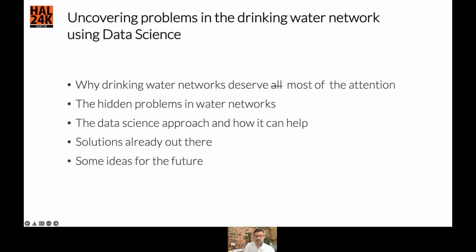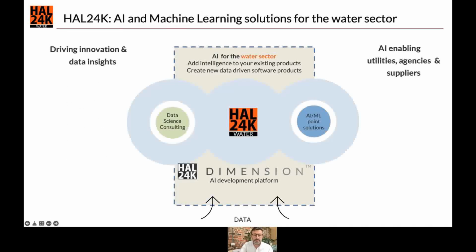I'll talk a bit about the data science approach and how we see it being able to help. But this is a very dynamic world when it comes to the application of data science. It's relatively new in comparison to traditional engineering solutions, so it's quite an interesting place to be. I'll talk a little bit about the solutions that are out there, but really focus on some of the ideas for the future and how the data science approach could really be the answer to solving many of the problems that we've got with drinking water networks around the world. This is not focused on any particular place. Many of these problems are global problems.